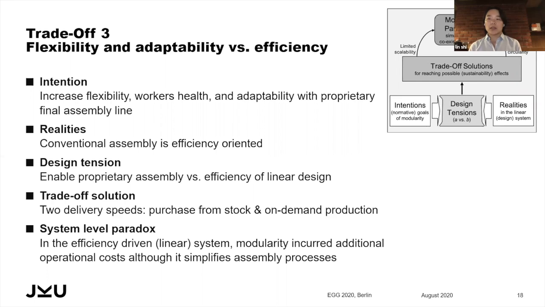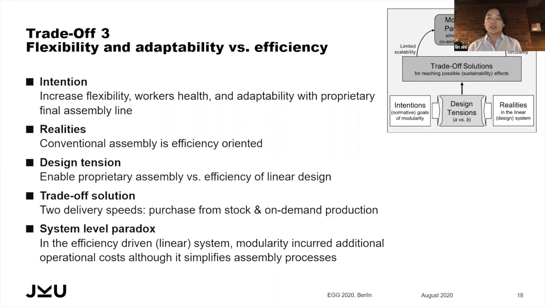The intention of the product producer is to increase the flexibility of workers and improve workers' experience, as I've shown in the photos earlier. However, the reality of the industry is that the conventional assembly line is highly efficiency oriented. Operators are very specialized to conduct a single task for a long duration. The design intention by the modular product producer is to facilitate a flexible assembly line that enables workers to work flexibly and improve their work experience.